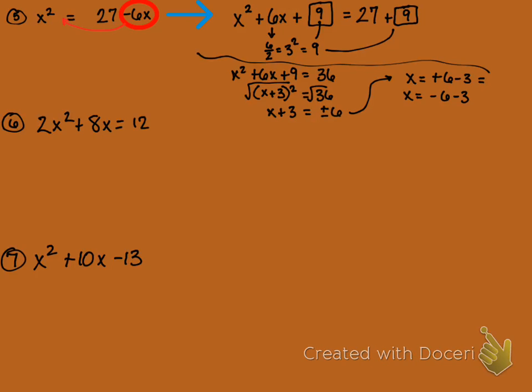And so in one case, x is equal to positive 3. In the other case, x is equal to negative 9. Okay, it doesn't really matter which order those go in. Okay, let's look at our number 6.